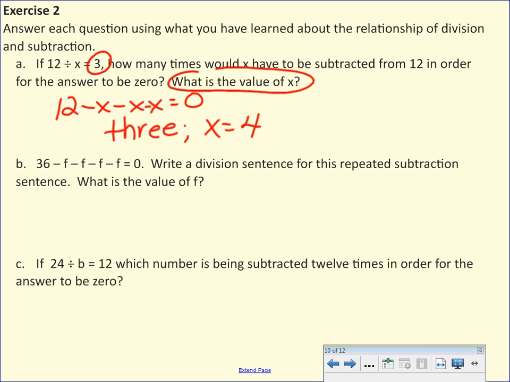In this equation, 36 minus f minus f minus f minus f equals 0. Write a division sentence for that repeated subtraction. How would I write that as a division sentence? What's the amount that I have? Everybody? I have 36. And what am I dividing it by? F. I'm dividing it by f. 36 divided by f.